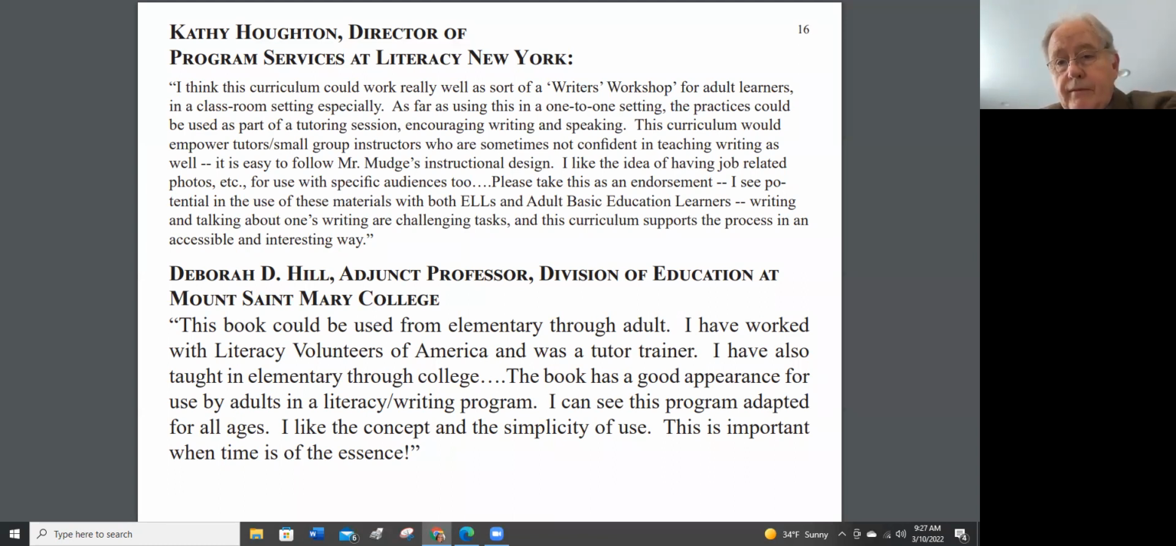Another endorsement from a professor at Mount St. Mary College. "This book could be used from elementary through adult. I have worked with Literacy Volunteers of America and was a tutor trainer. I've also taught in elementary through college. The book is a good appearance for use by adults in a literacy writing program. I can see this program adapted for all ages. I like the concept and the simplicity of use. This is important when time is of the essence."